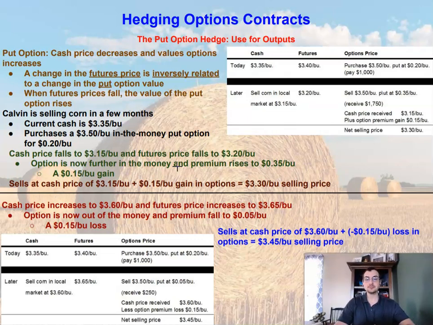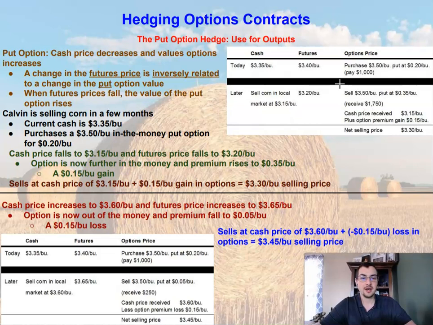So now, the options contract is further in the money, and the premium actually rises to 35 cents per bushel. We wind up having a 15 cents per bushel gain in the options contract. So let's look at what is happening here. So we sell at the cash price of $3.15. Remember, we have to sell that corn at the local market for $3.15.